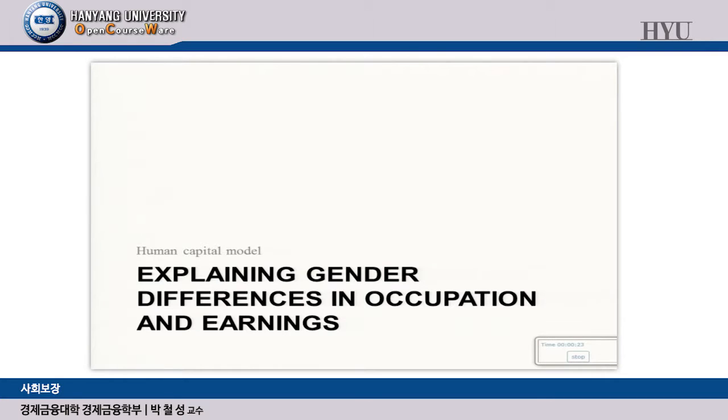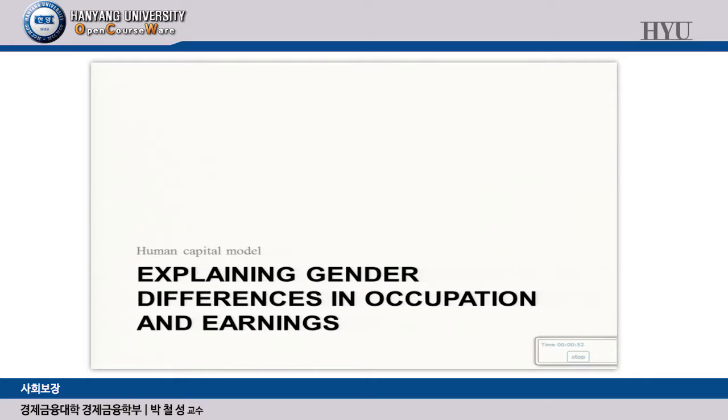Okay, so yesterday we learned about what explains the gender differences in labor supply. So today we are going to think about what explains the gender differences in occupation and earnings. Earnings, we have seen that on average women earn less, right? Occupation, men and women, okay, some occupations are overrepresented by one gender, okay?